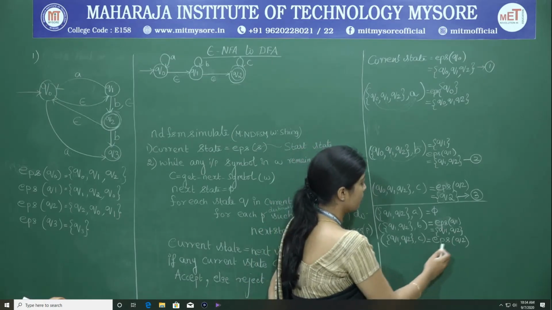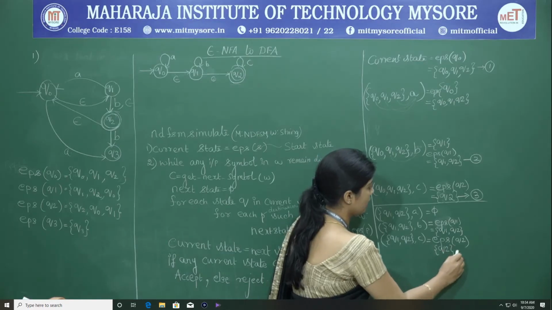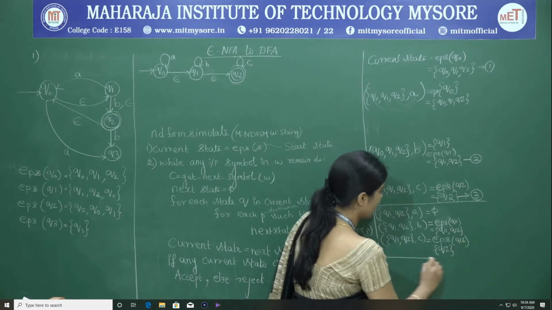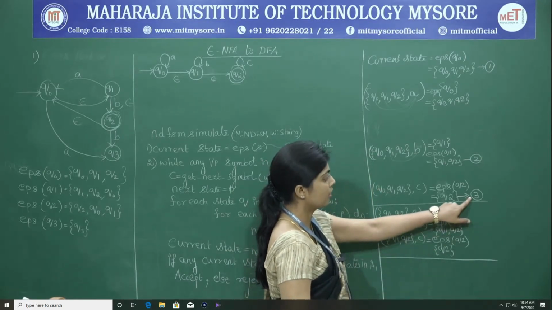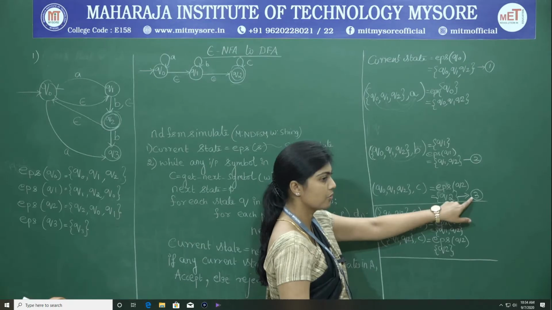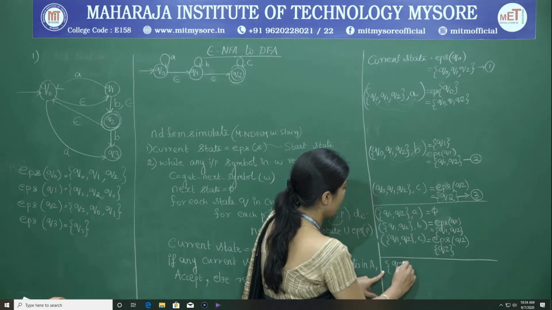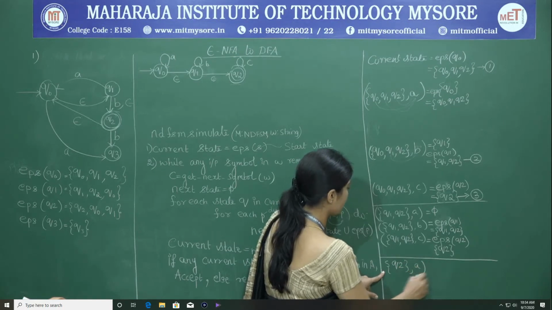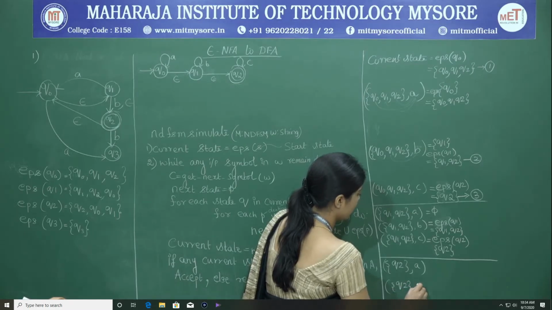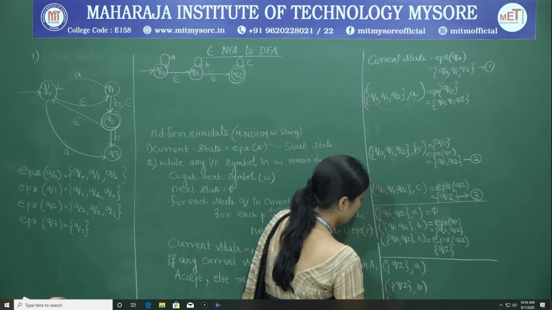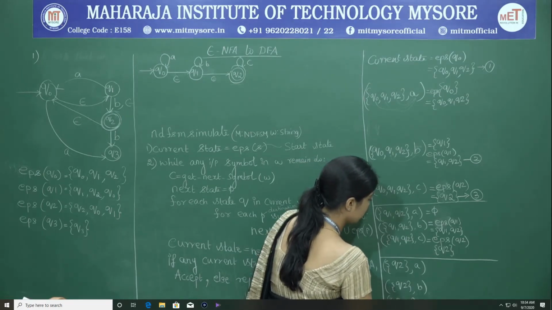So next, EPS of Q2. Therefore we take up Q2 as the result. So this is the end of the transitions. Now since we have already considered this as the third new state, we are going to pick up the third new state, that is nothing but Q2, and we are going to find out the transition on A, on B, and on C. Q2 on C.